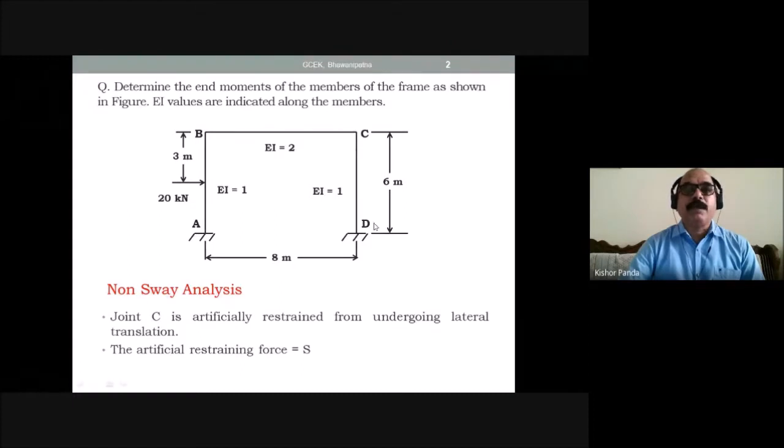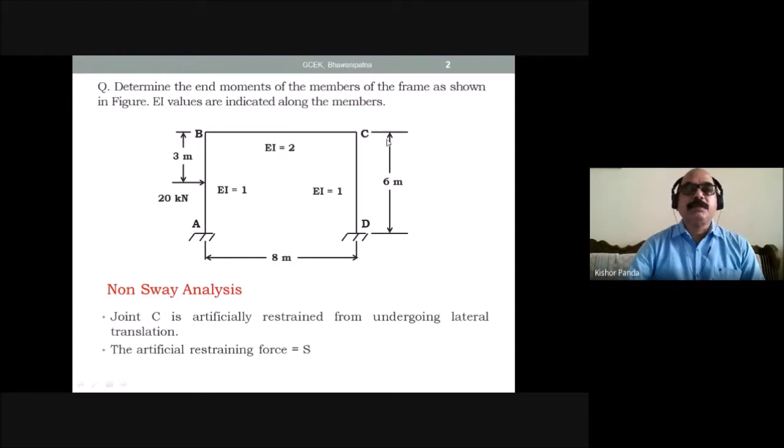So this is the frame, and due to this lateral loading acting on the vertical member AB, the sway of the frame takes place. So this is the case of sway. Here you have to analyze this frame due to this lateral loading.